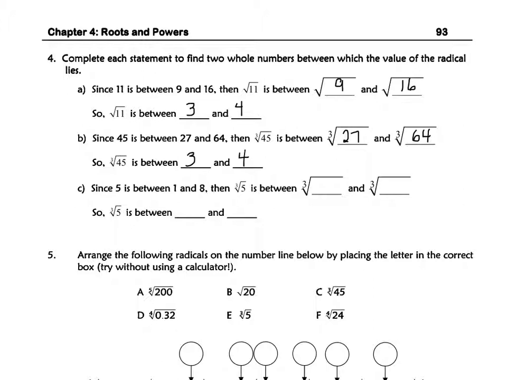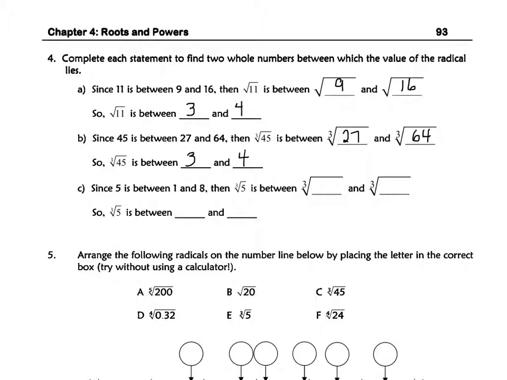And again, 45 is kind of the middle of 27 and 64. So you can guess that probably 3.5 or 3.6 or something you could use for an approximation of the cube root of 45.